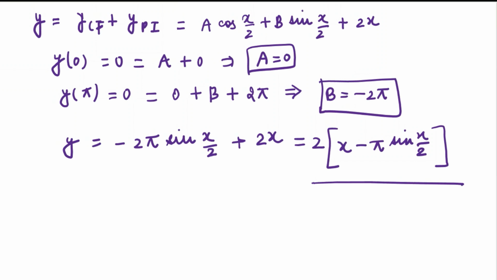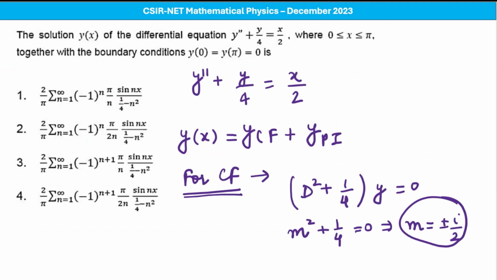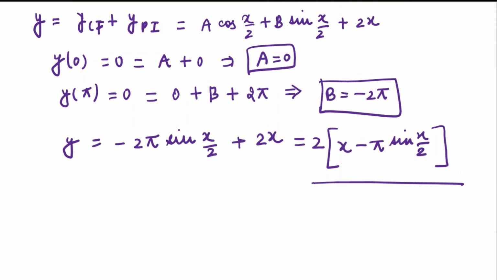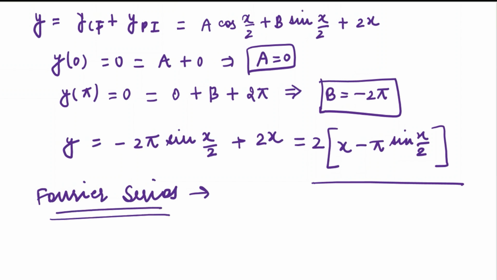So the answer is this, but the options are in the form of Fourier series. So now we have to find the Fourier series for this function. We can clearly see that this function is odd as it contains x and sine. These both are odd functions. So whenever the function is odd, in the Fourier series, the coefficients a0 and an are 0 and only bn coefficients are non-zero.